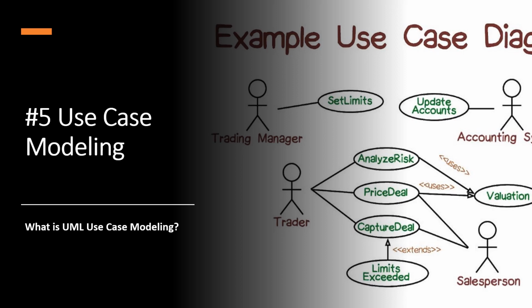Fifth in the list is use case modeling. In its simplest form, the UML use case modeling technique is about illustrating the functions that a new system should be able to perform from a user interaction perspective. It is often used to show the main functions, actors, and interactions between the actors and use cases for a new system that is being designed.